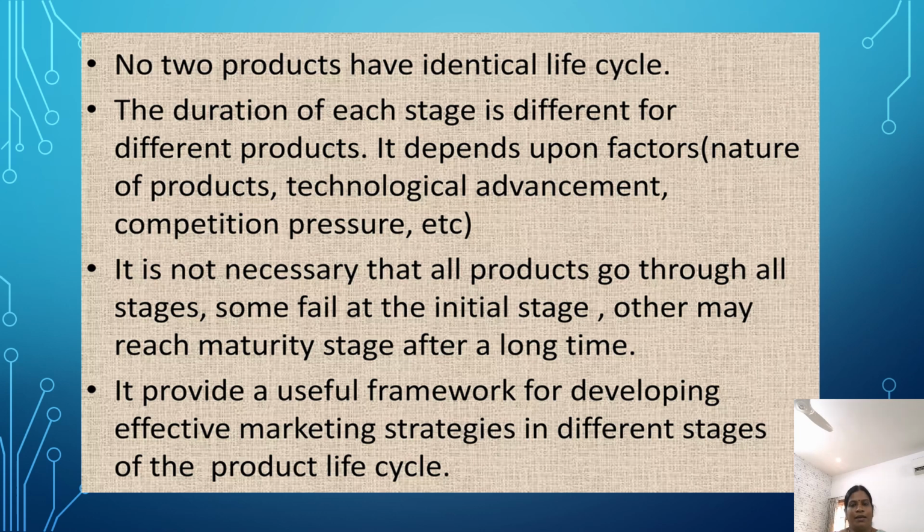No two products have an identical life cycle. The life cycle differs from one product to another. For example, one product's life cycle may be 50 years, another 40 years, another 5 years or 2 years. It depends upon product quality, quantity, and other factors. The duration of each stage is different for different products. It depends upon factors such as the nature of the product, technology advancement, and competition pressure. These are related to the life cycle of the product.